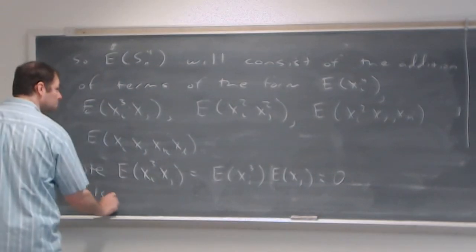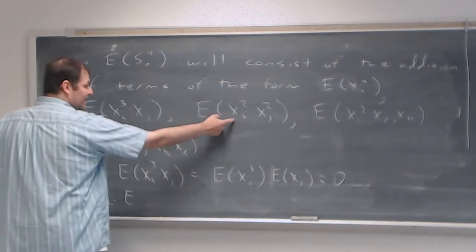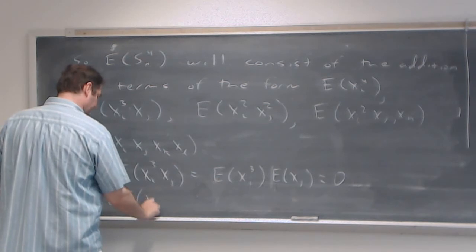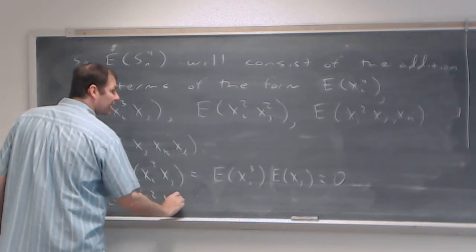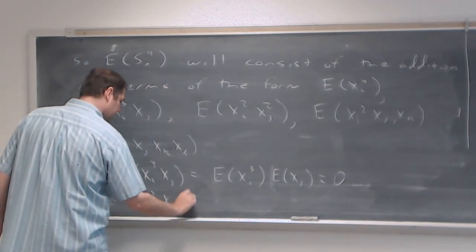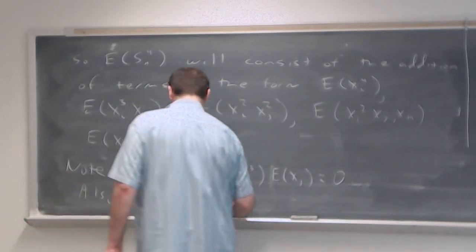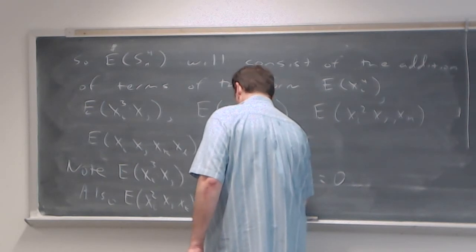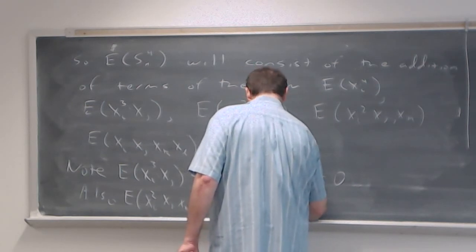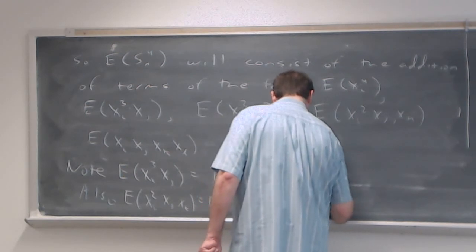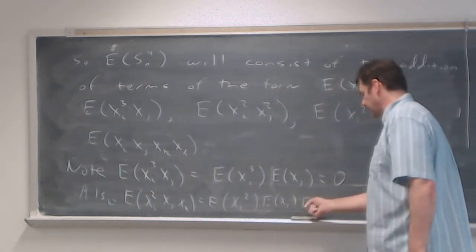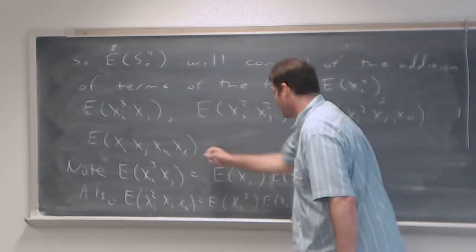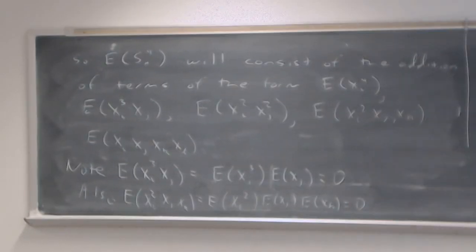Also, I can't say anything about this guy, but the fourth one over here, the expected value of x sub i squared times x sub j times x sub k, that's equal to, because of independence, the expected value of x sub i squared times the expected value of x sub j times the expected value of x sub k. And these two guys here are mu, which is in this case 0, so we just get 0. And this last guy, let me write it out, will also be 0.